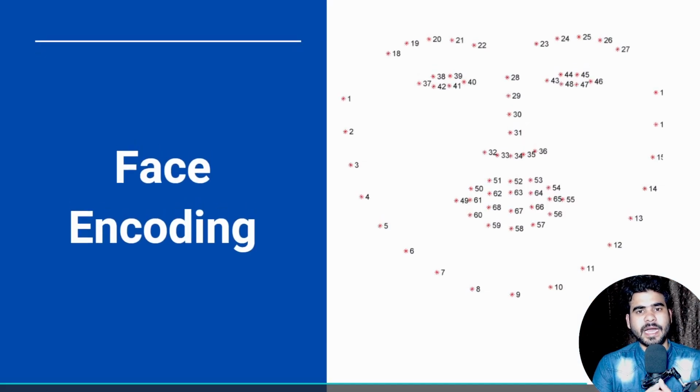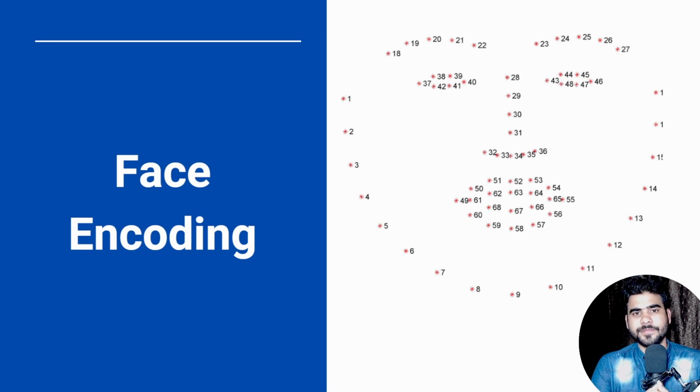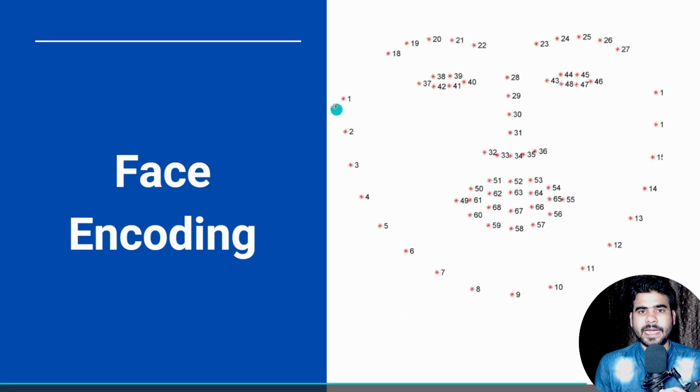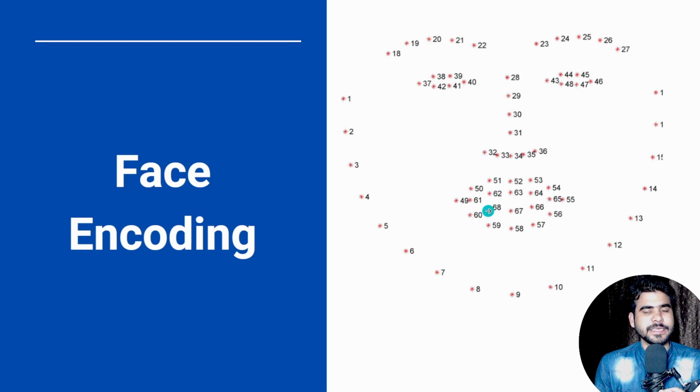In face detection, whenever we use a model, our model always detects the faces based upon the landmarks. As you can see in this image, we have a total of 68 landmarks, starting from 1 until 68. Based upon these landmarks, whenever we use a face detection model, our model detects the faces based upon this complete landmark set.